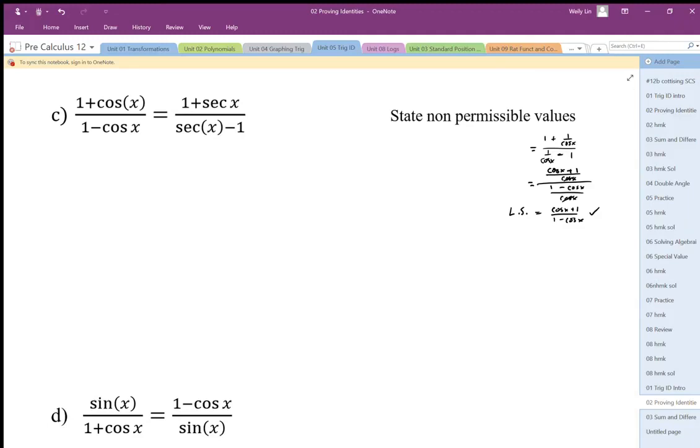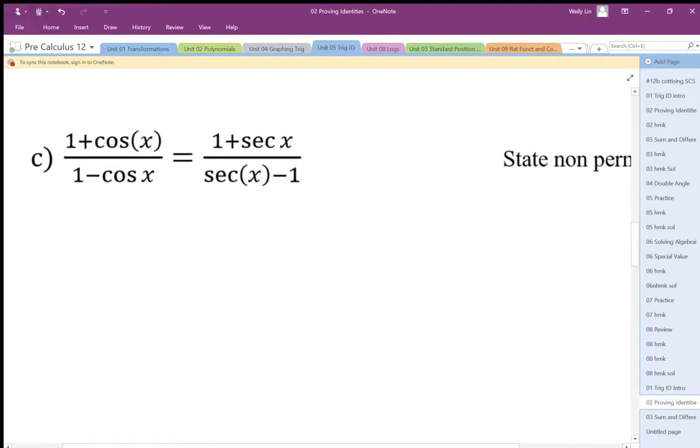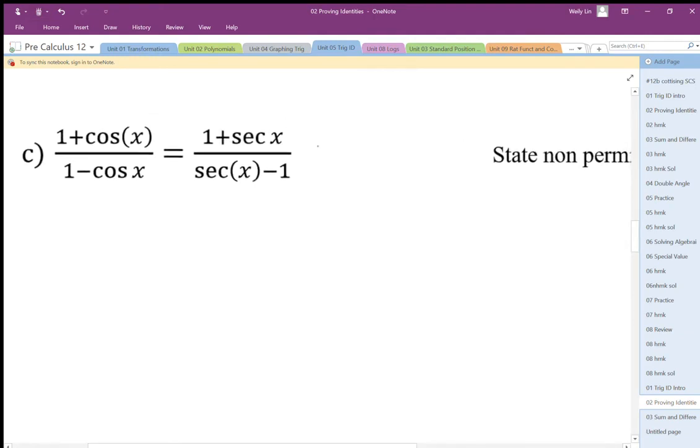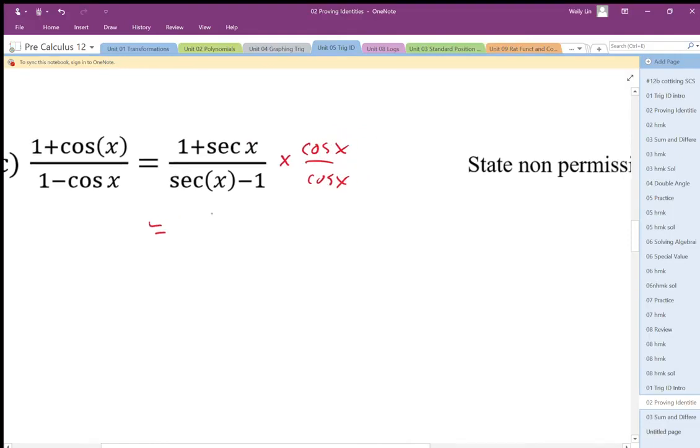So I'm going to show you a one-step solution here. So this solution looks like this. I know that cosine times secant is equal to 1. So what I can do is I can multiply the top by cosine x and the bottom by cosine x. And if I multiply a fraction by 1, I don't change the fraction. But what I end up with is, when I multiply that out, cos x times 1 is cos x, secant times cosine is 1, cos times secant is 1, 1 times cos x is cos x. Okay, so now I have left side equals right side.